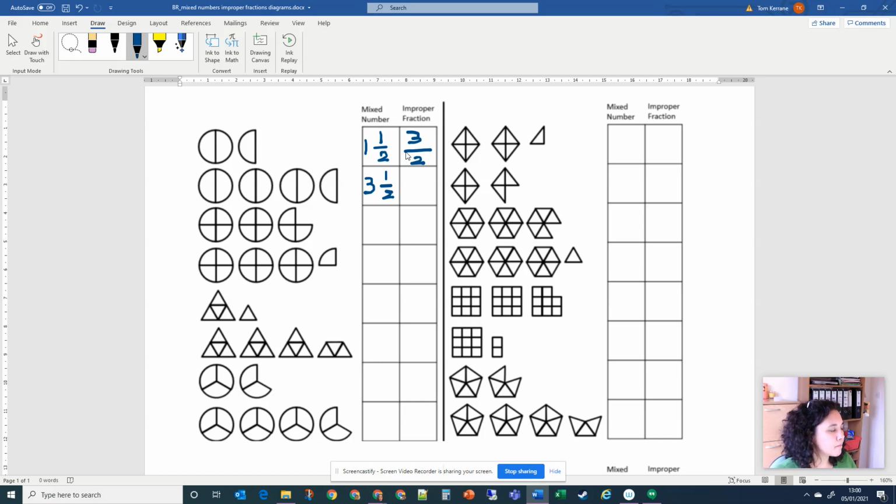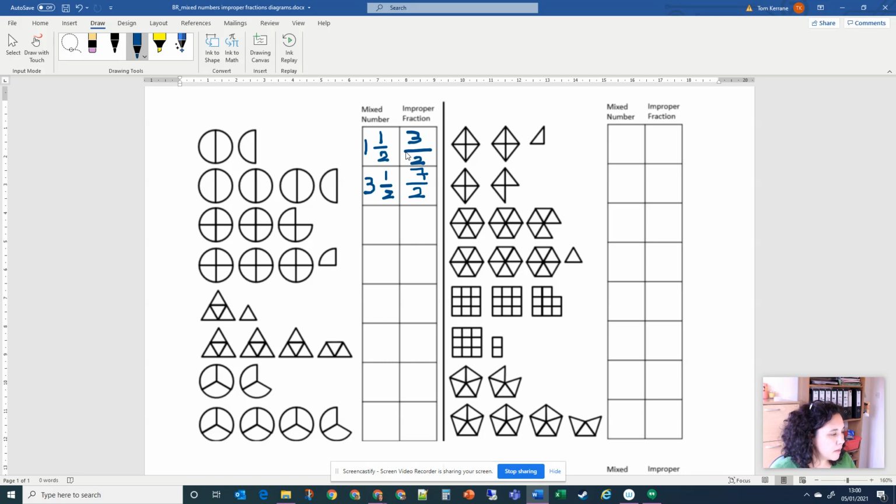3 and a half. To write the improper fraction, again, the 2 goes in the denominator because that's the number of parts I've got per whole. And the number of halves that I've got in total is 1, 2, 3, 4, 5, 6, 7. There we go.